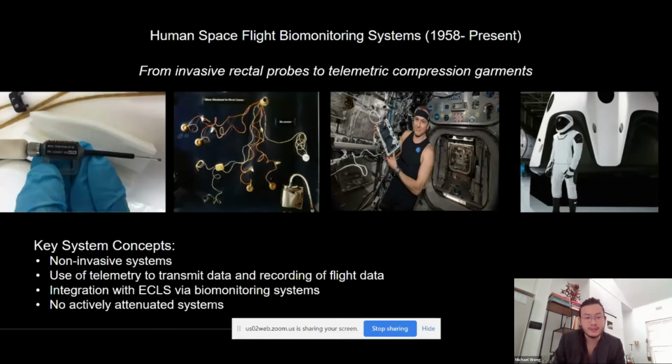Some of the key concepts that we have seen in this evolution of biomonitoring systems for human spaceflight since the 1950s has been a transition away from invasive systems. We now, instead of using things like temperature probes that are inserted into an astronaut's personal space, have transitioned into more non-invasive measures, including wearable technologies, but also other interventions such as ultrasound on the International Space Station.